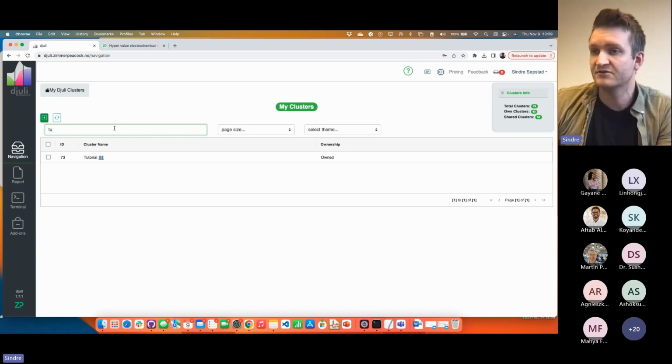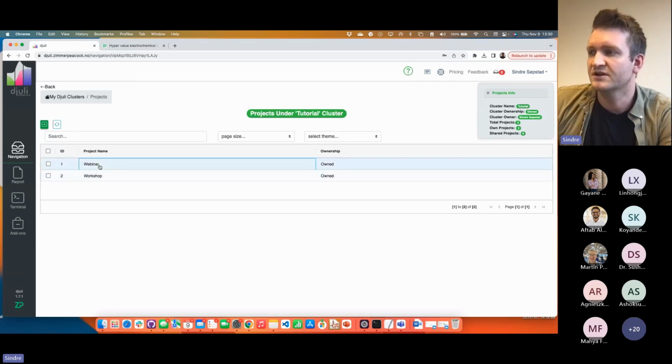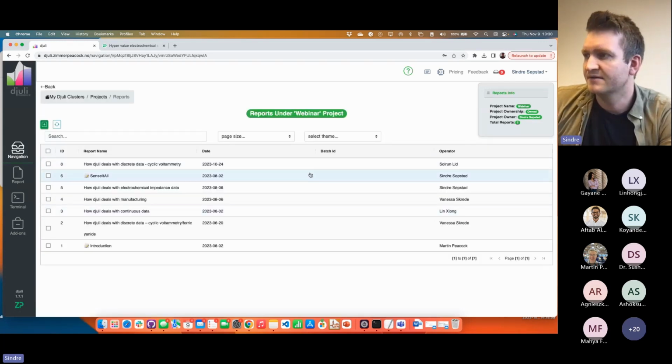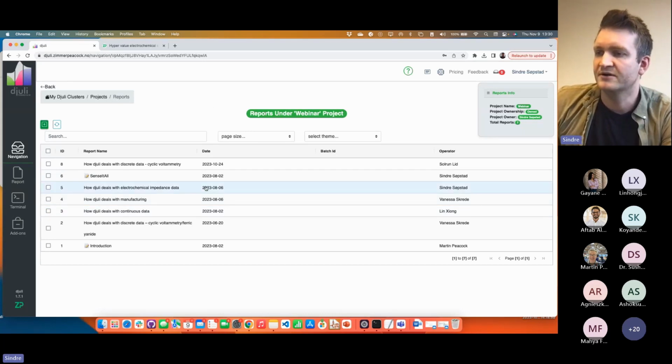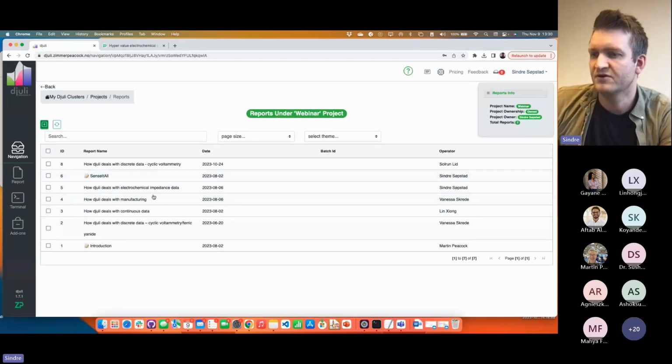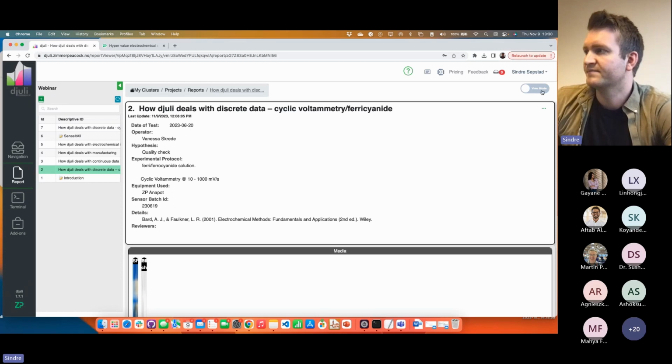So keep into the tutorial, and inside here I have 2 projects, which is sort of the next level, the lower level of data organizing. Another folder. Click into webinar, and here I have my data entries, which we call reports. And that typically is the reporting from one measurement instance, one session in the lab, or one parameter studied. So I will click into this report number 2, and we'll have a view of the data.